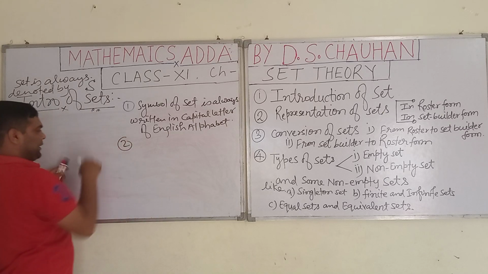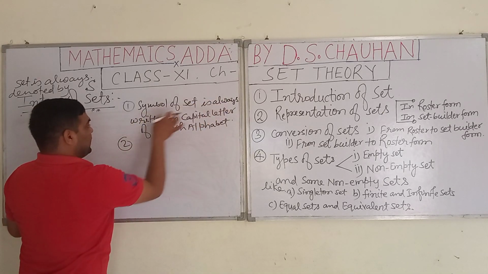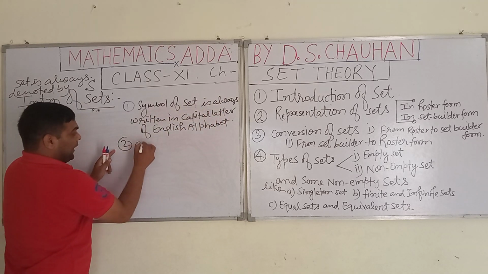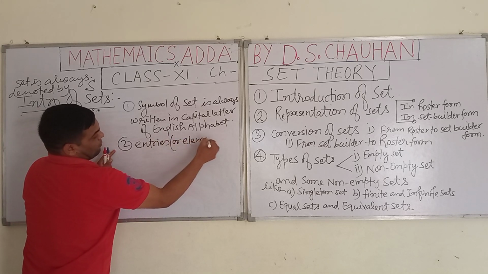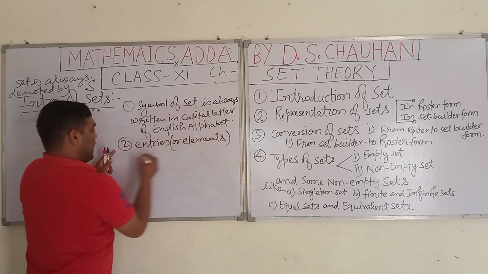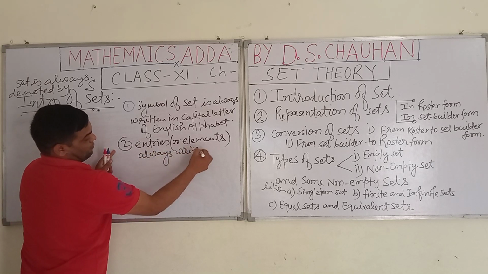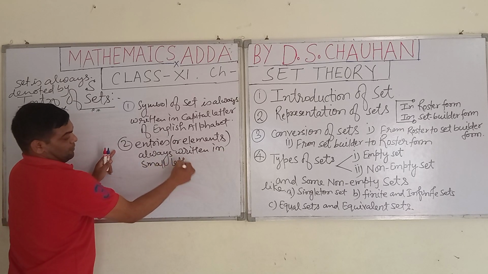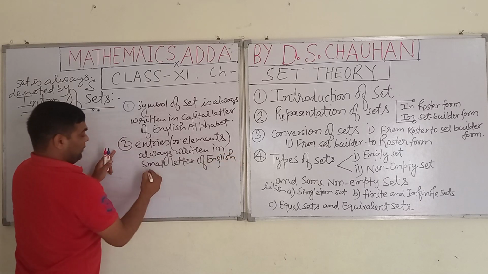Second point, student, symbol of set is always written in capital letter of English alphabet. Second point, entries or elements are always written in small letter of English alphabet.